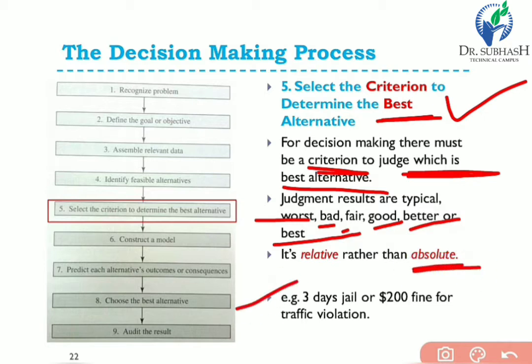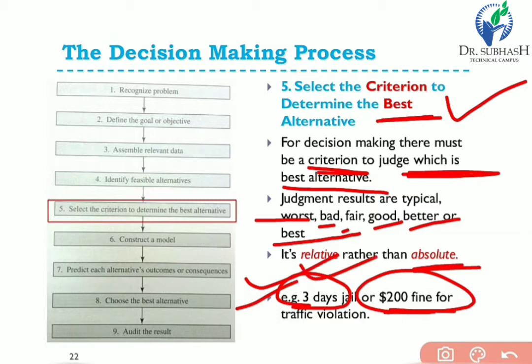Here is an example. A 3 days jail or $200 fine for a traffic violation. Which is the best? The best one is to pay the fine rather than the 3 days jail option. If we choose the 3 days jail option, then our reputation also decreases. We can lose the money earned by us in these 3 days. So, rather than choosing 3 days jail, we choose the $200 fine for the traffic violation. It is not good, but it is the best option which we choose.